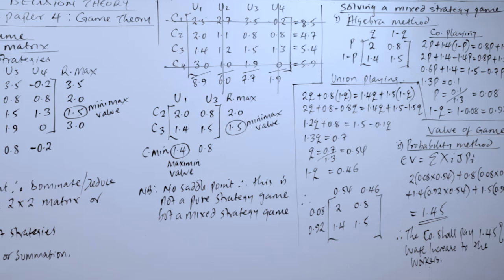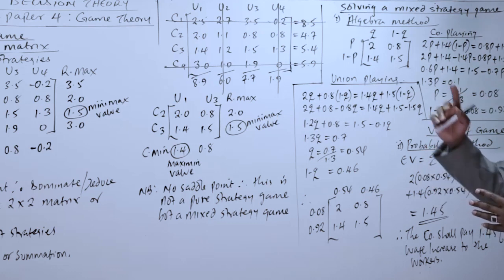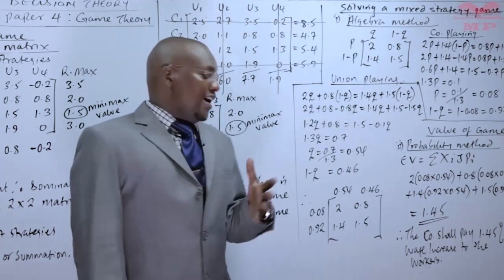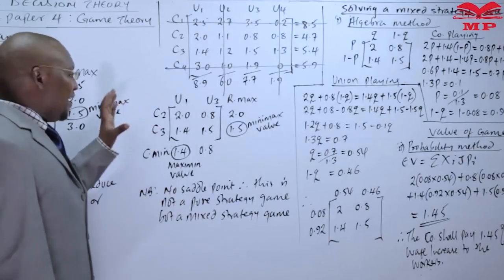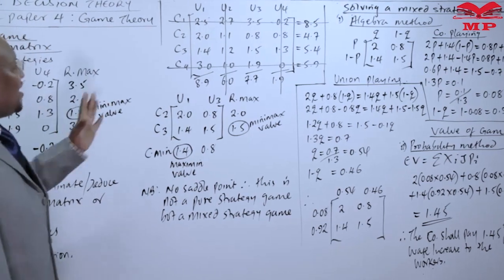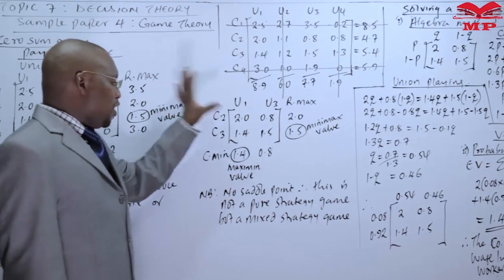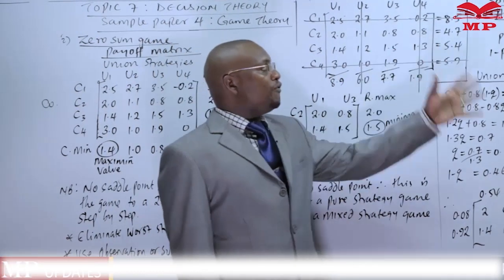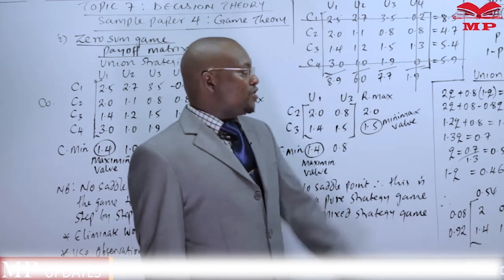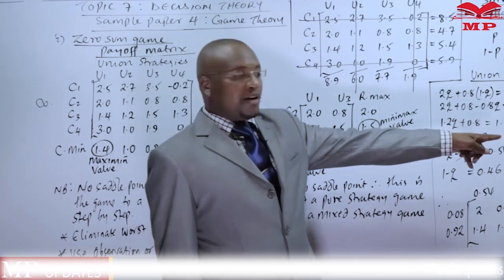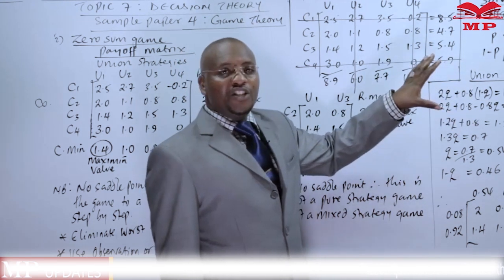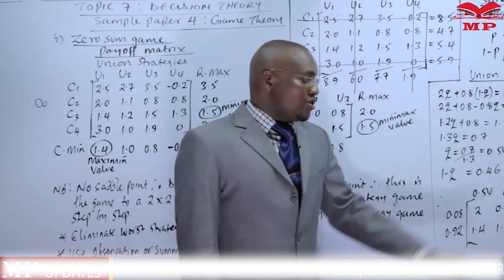Now, the most important thing here is to know the procedures, as we started from there, determining whether this is a pure strategy game or a non-pure, which is a mixed strategy game. We found that we didn't have the saddle point in the first instance. Even after dominance, we didn't have the saddle point, so we concluded that this is a mixed strategy game. Then we solved it using the algebra method and also the probability method. The algebra method gives you the optimal strategies for each player, while the probability method gives you the value of the game.